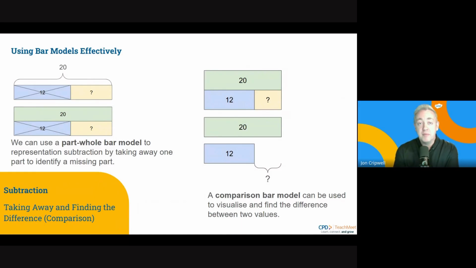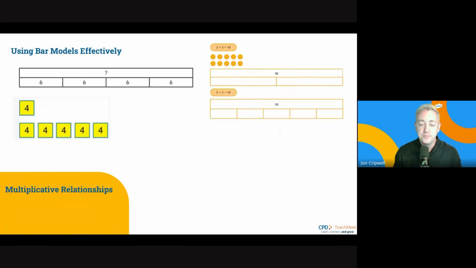Some plain paper can be really helpful here. We don't have to be exactly accurate with our models. It's just a representation. So again, if I'm drawing this, I might draw this on plain paper, and just make sure that my 12 was slightly more than halfway along whatever I've allowed for the 20.